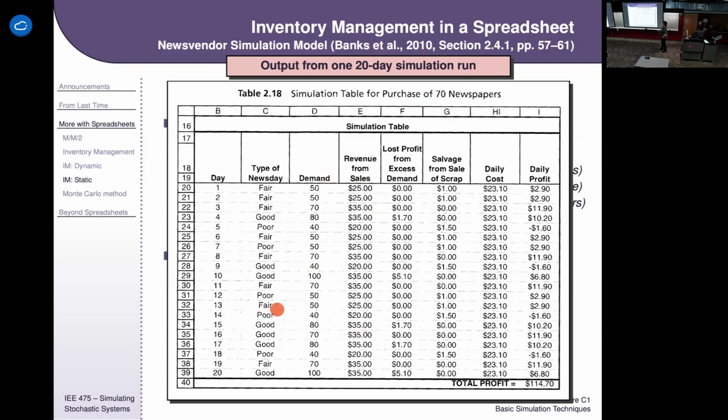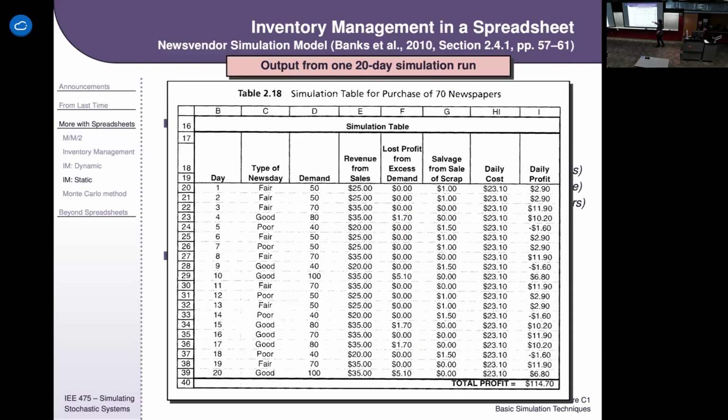demand distribution, which depends on the news day. So we draw the news day for every day. We draw the demand for that type of news day that day. From there, knowing that we bought 70 newspapers, we figure out what the revenue from sales is. That's demand times how much we get from each newspaper. The lost profit from excess demand, so how much opportunity we lost by not having enough. The salvage value from scrap.